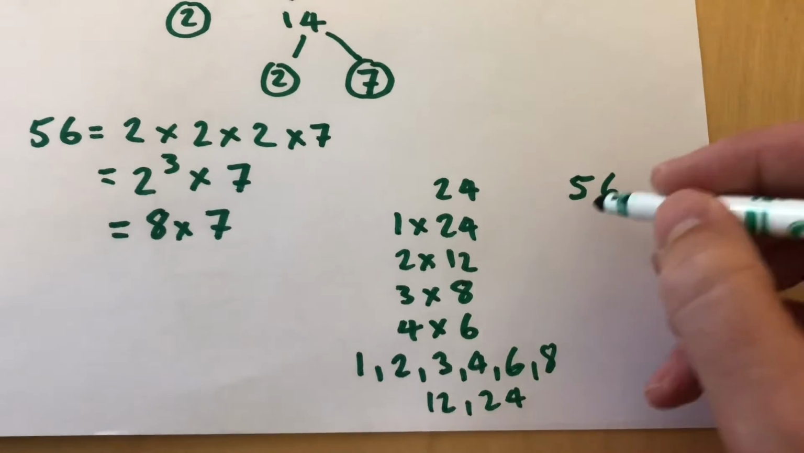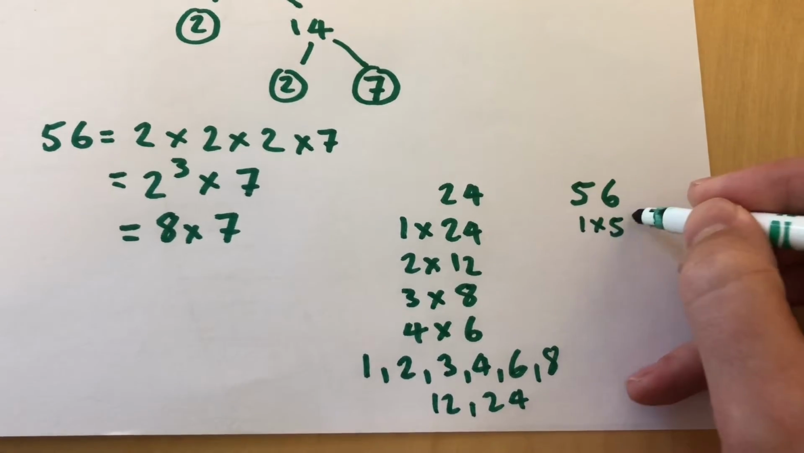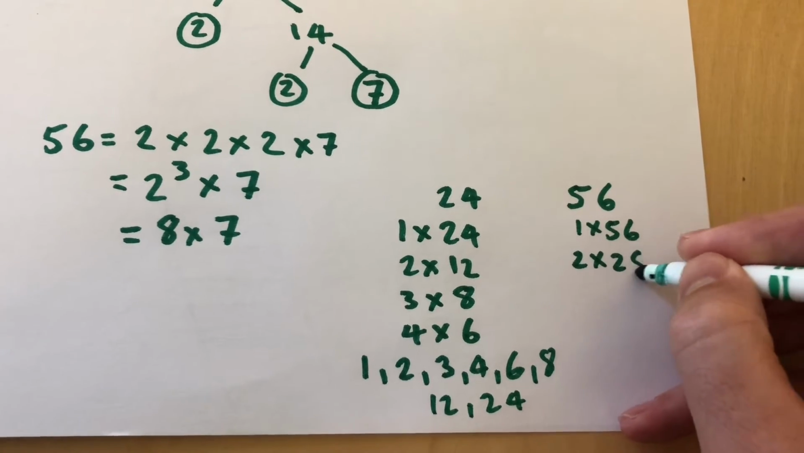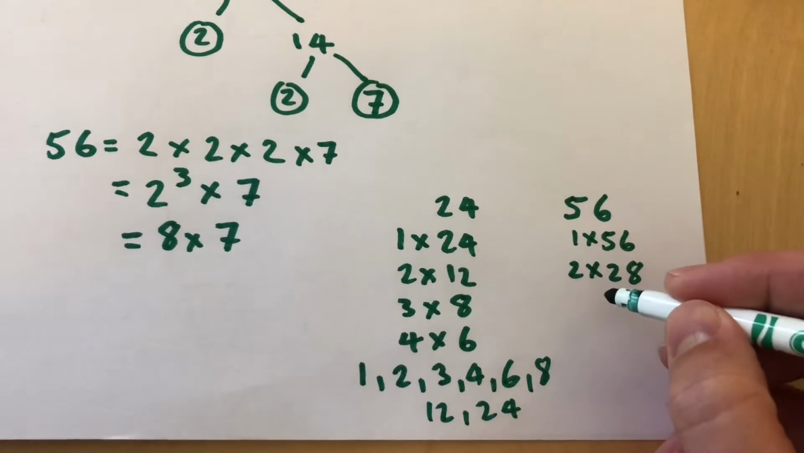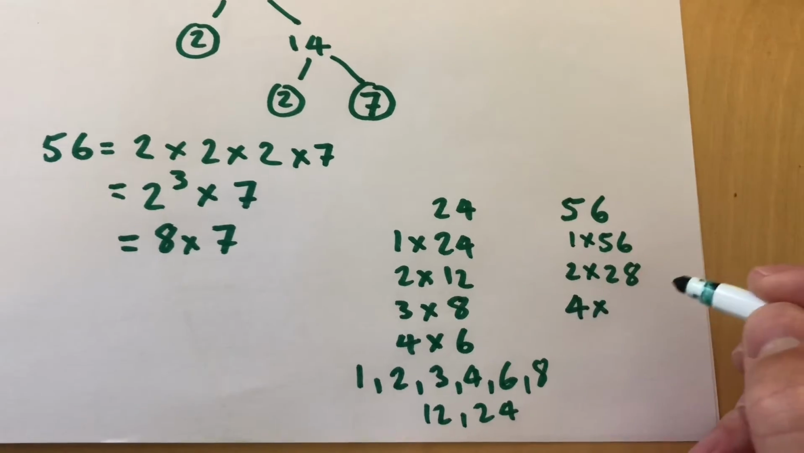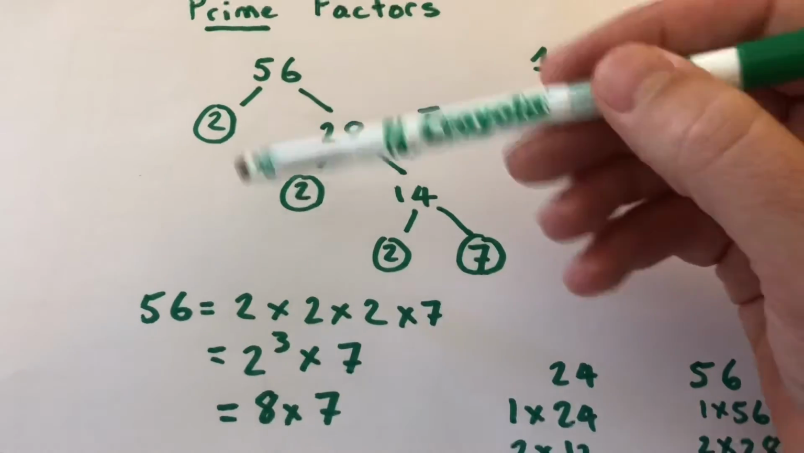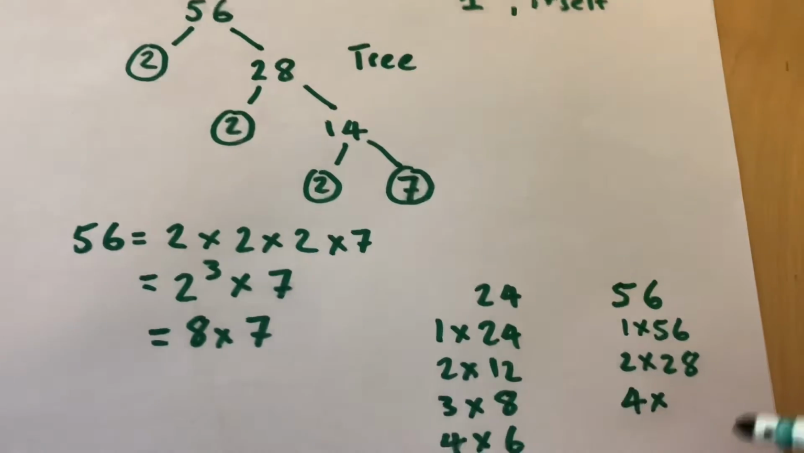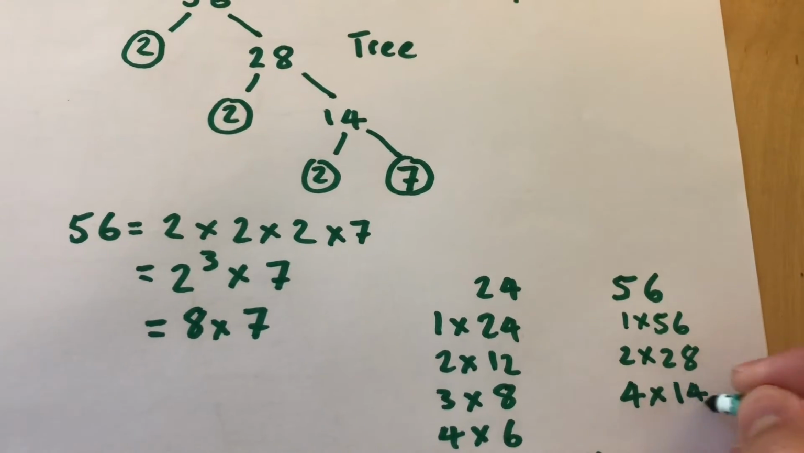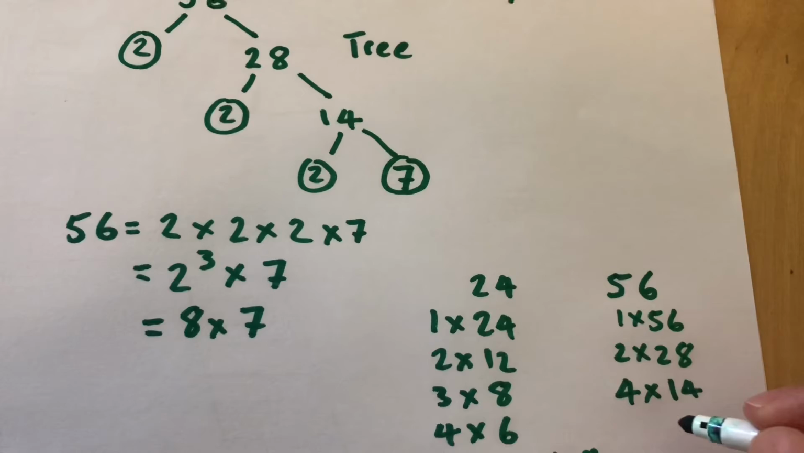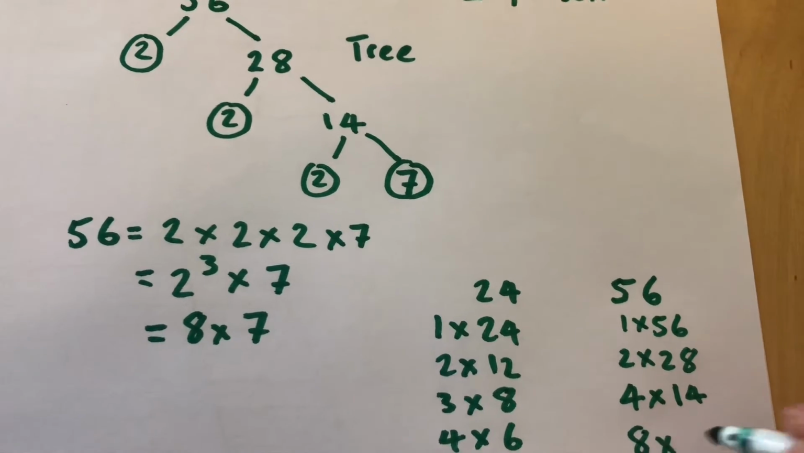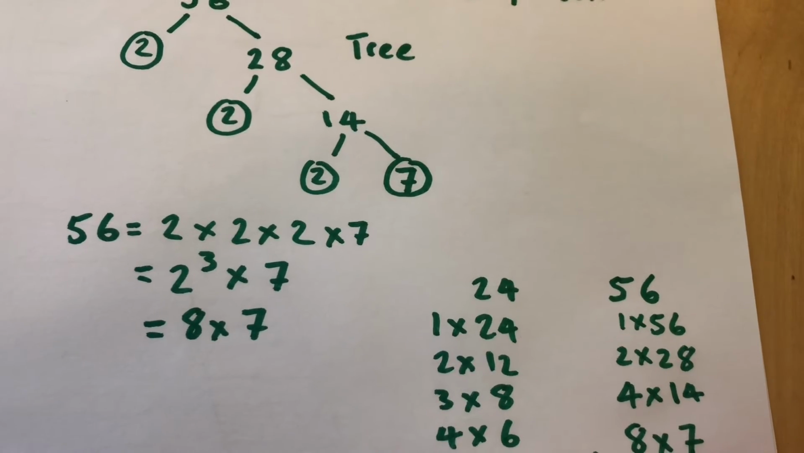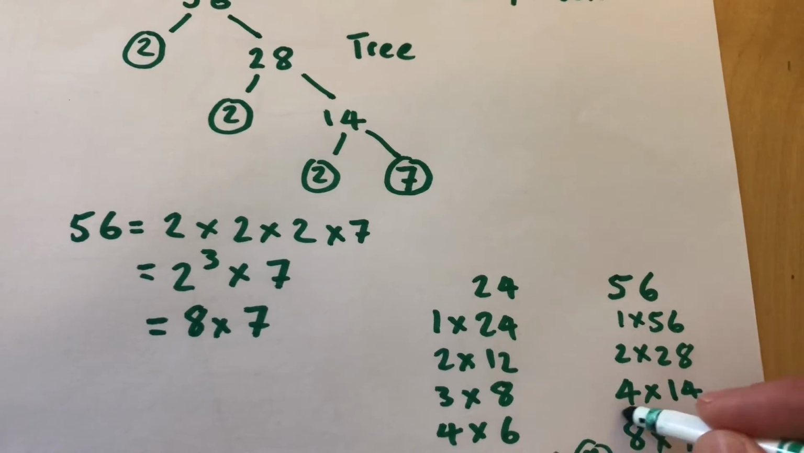And then here we've got 1 times 56, 2 times 28, and we've got 4 times, if I go back to my factor tree, it'll be 4 times 14, because that'll make 56, and then I've got 8 times 7, so I'm going to see there, I should have highest common factor to be 8, because 8's in both of them.